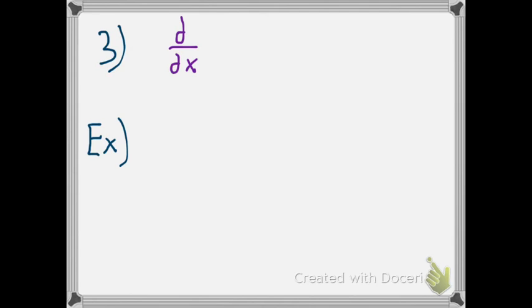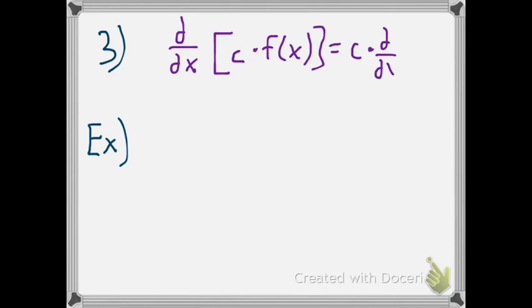Alright, similar to the power rule, we have one called the constant multiple rule, which is if I have a constant, let's say c, being multiplied to some function of x, then its derivative is going to be that constant times the derivative of that function of x. So essentially, when we see a constant times a function of x, we're just going to leave the constant alone and take the derivative of that function.